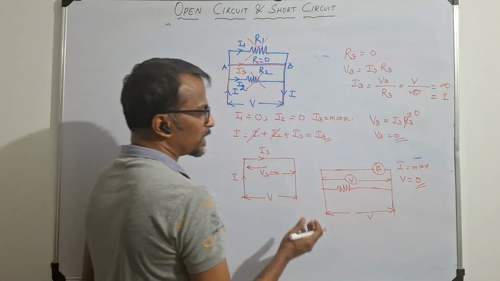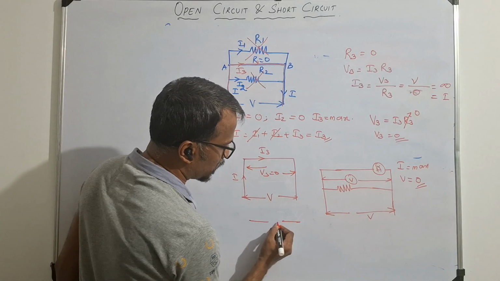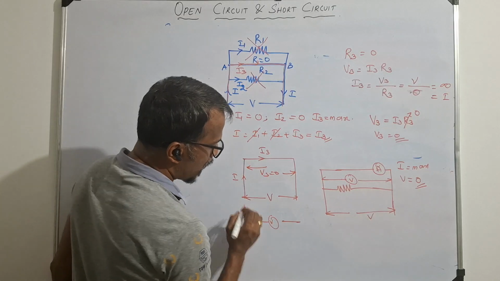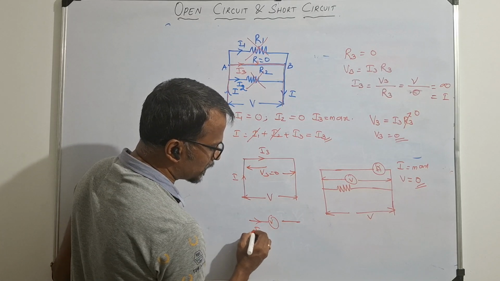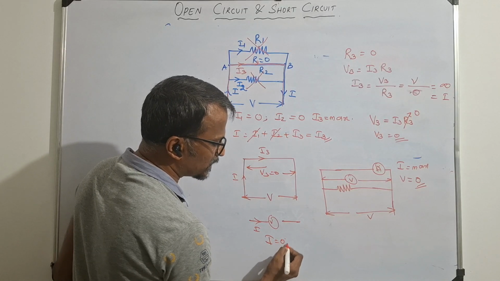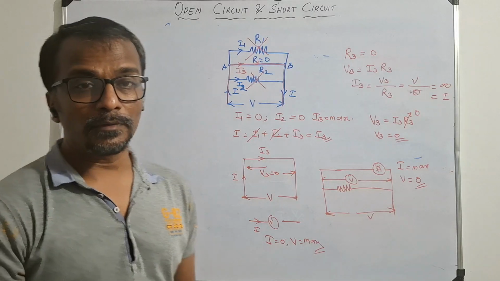Similarly, in the open circuit, assume we have the open circuit here. If I connect one voltmeter in this open circuit and also an ammeter, what happens? The open circuit current is 0, and the voltage is maximum. So this is what we understood.